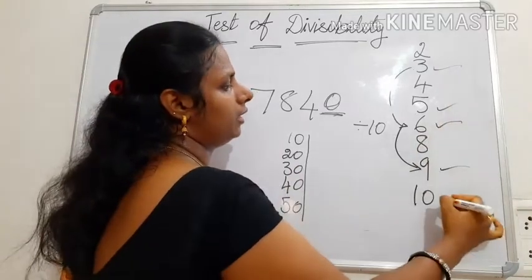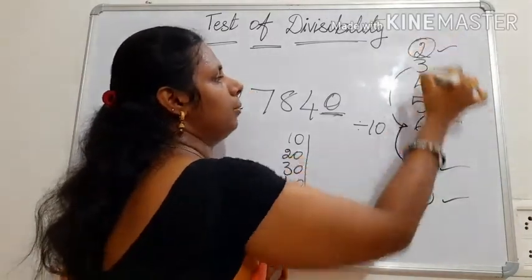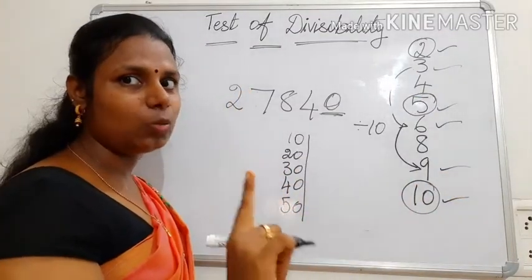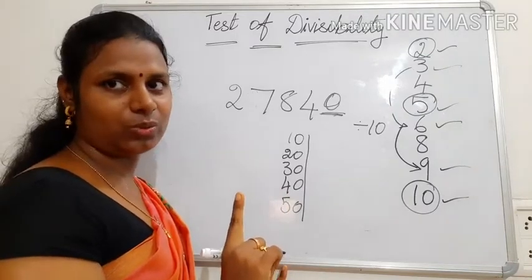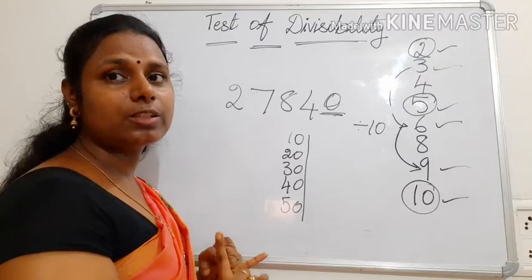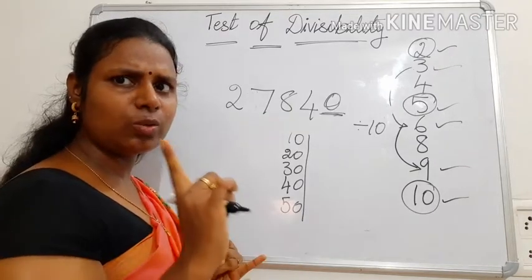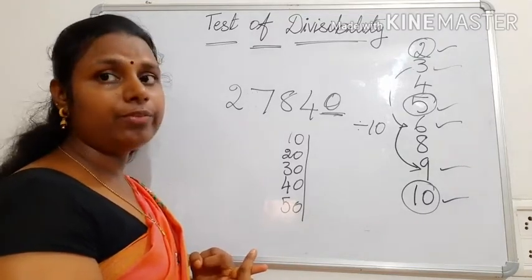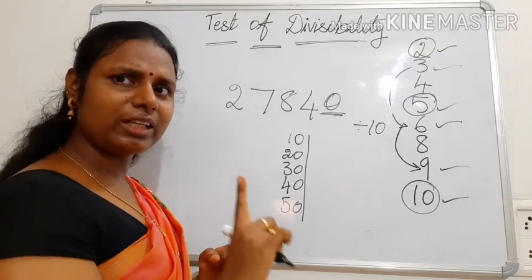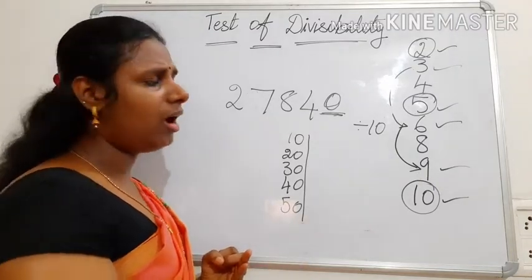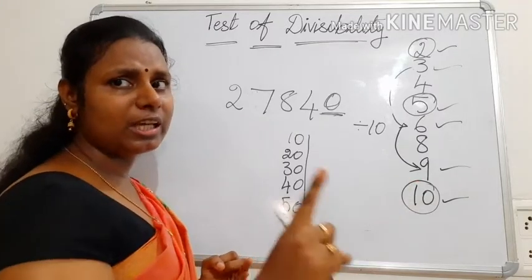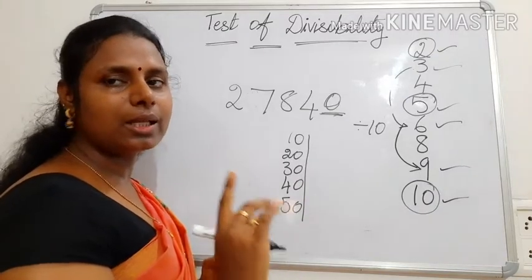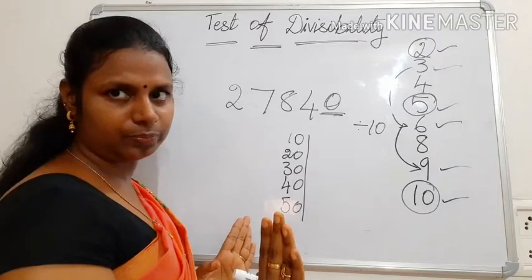So, 5 and 10 and 2. These three numbers, only by seeing one's place, you can find out. Okay, for divisibility by 2, you will see one's place whether that is an even number or not. For divisibility by 5, you will just check whether it is 5 or 0 in one's place. That's all. And for divisibility by 10, you will check whether 0 is there in one's place or not. If 0 is there, then that means that is divisible by 10.